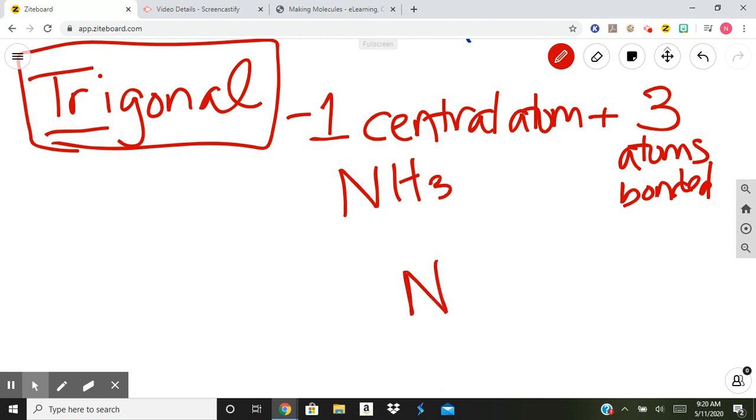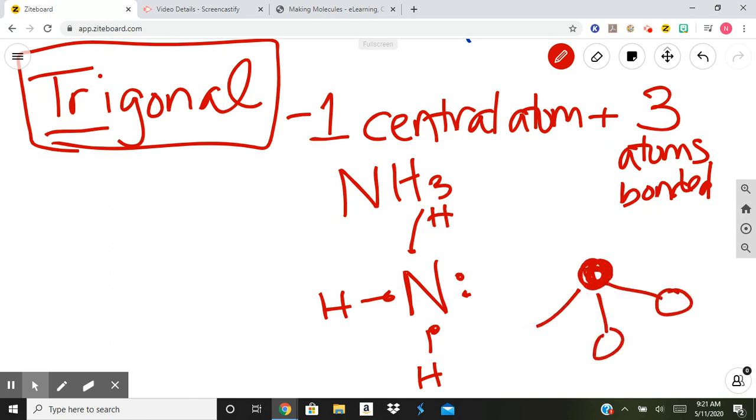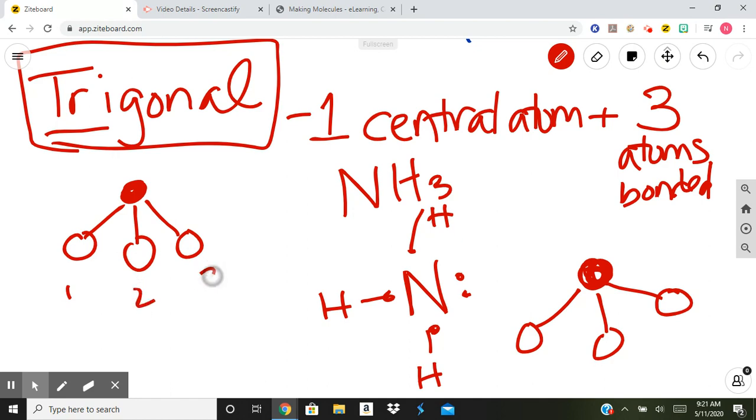So here is nitrogen, and nitrogen is the central atom, and it has three coming off of it. So if I were to draw it, here's my central atom, here's my nitrogen, and 1, 2, 3. Okay. So that's what trigonal looks like. Here's your central atom with three coming off of it, and that's what makes it trigonal.